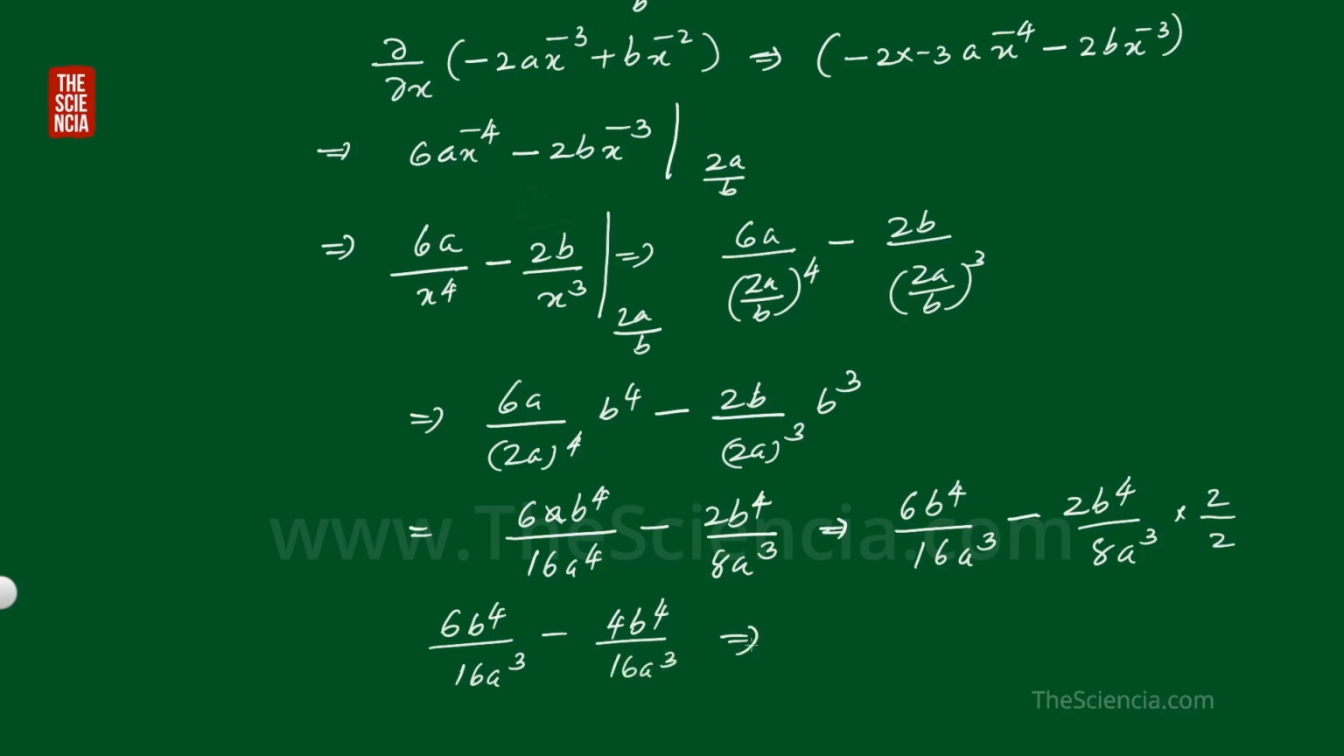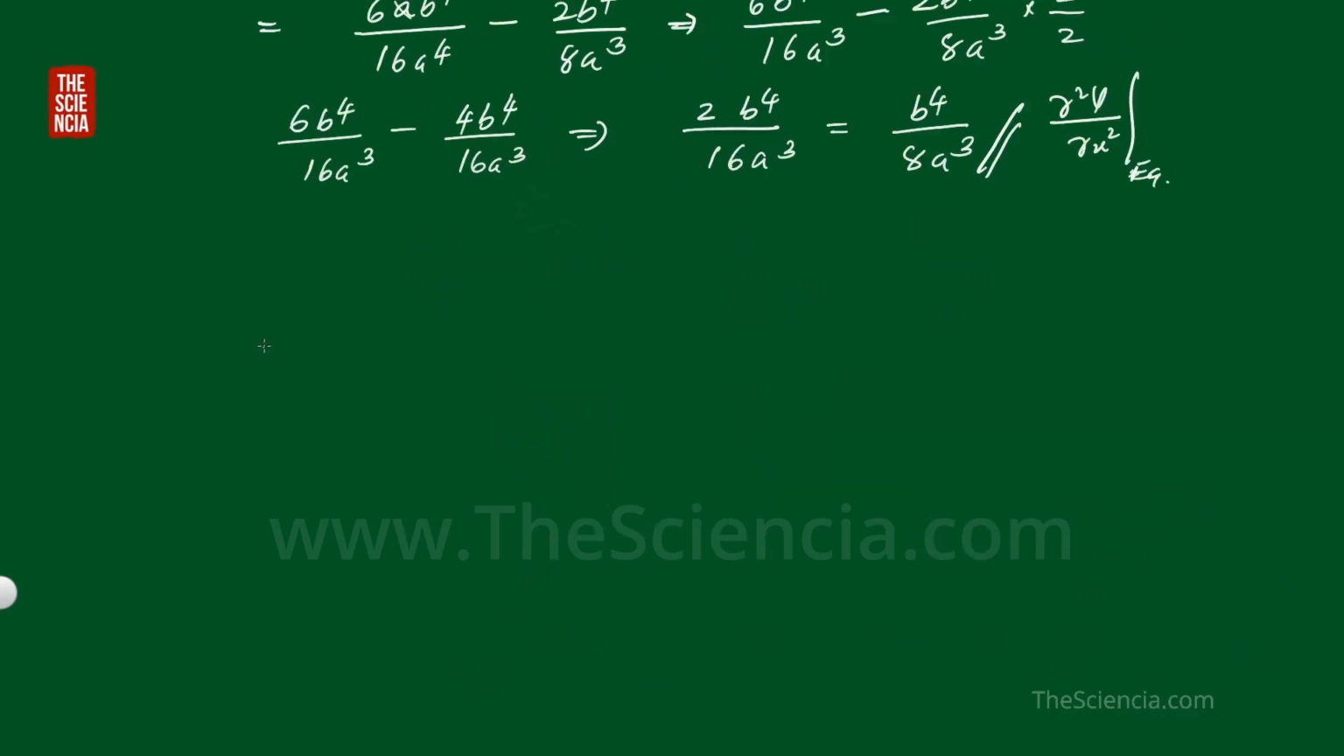So we can easily find the solution: 6 minus 4, that is 2b⁴/16a³, which is equal to b⁴/8a³, right? So this is our ∂²V/∂x² at the equilibrium point. Here the question is to find the frequency of oscillation.